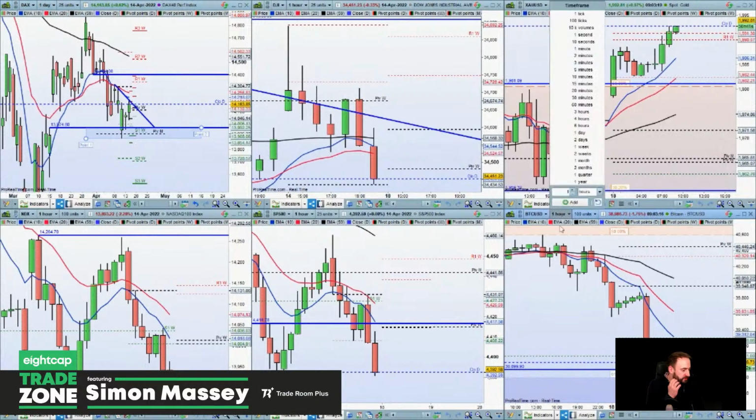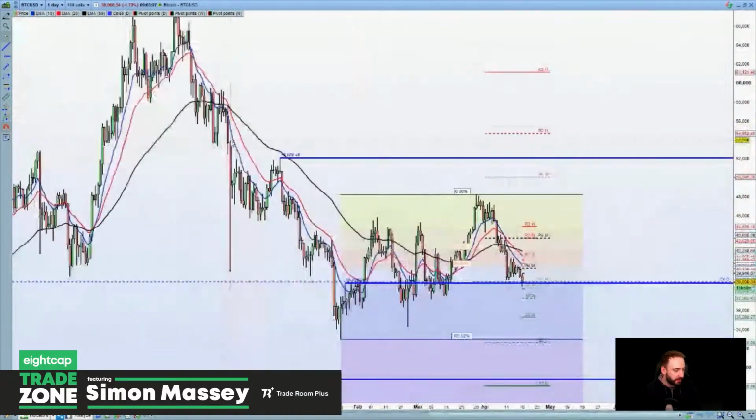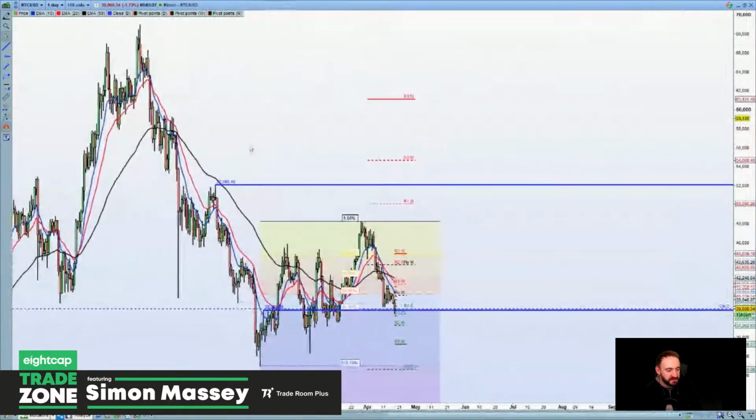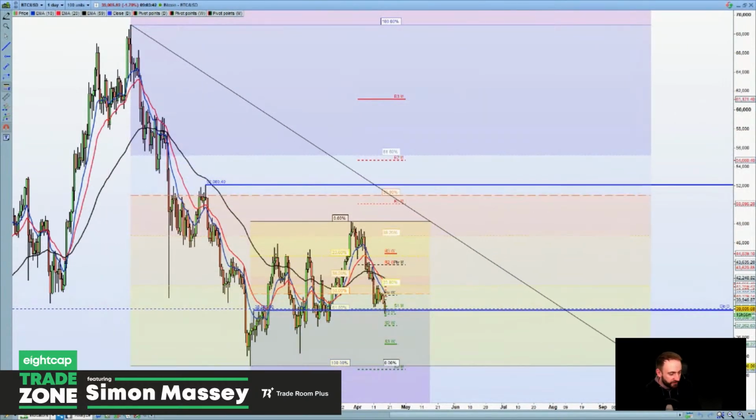Let's jump straight over to something completely different. Let's have a look at Bitcoin, a very, very popular crypto market to trade. One of the reasons is the spreads are a lot better now. Eightcap does have a 12-point spread on Bitcoin, which makes it infinitely more tradable. We have the all-time highs back here from November, where things went a bit crazy and we nearly hit that $70,000 mark.